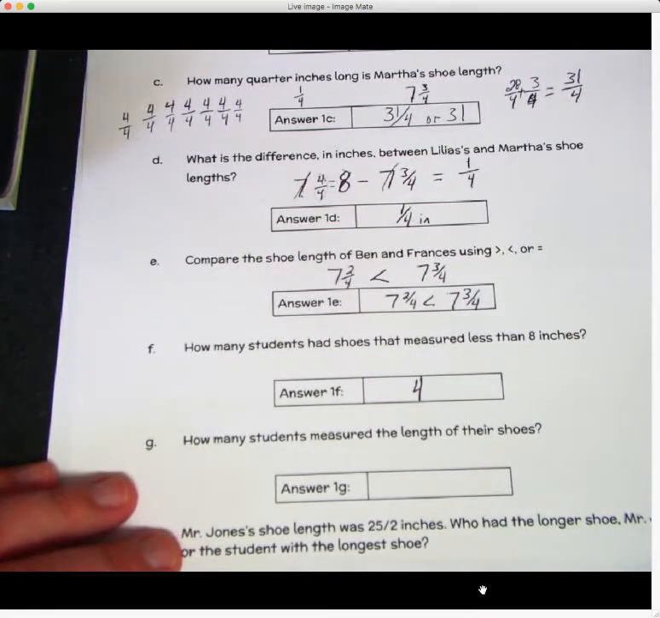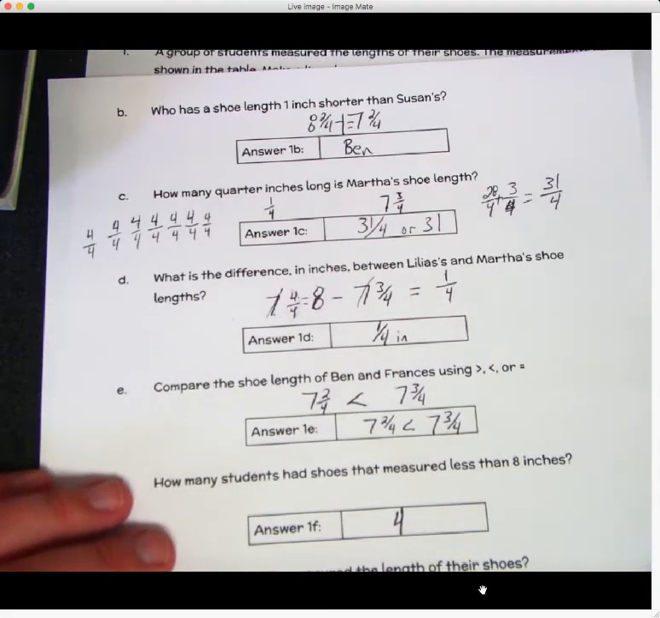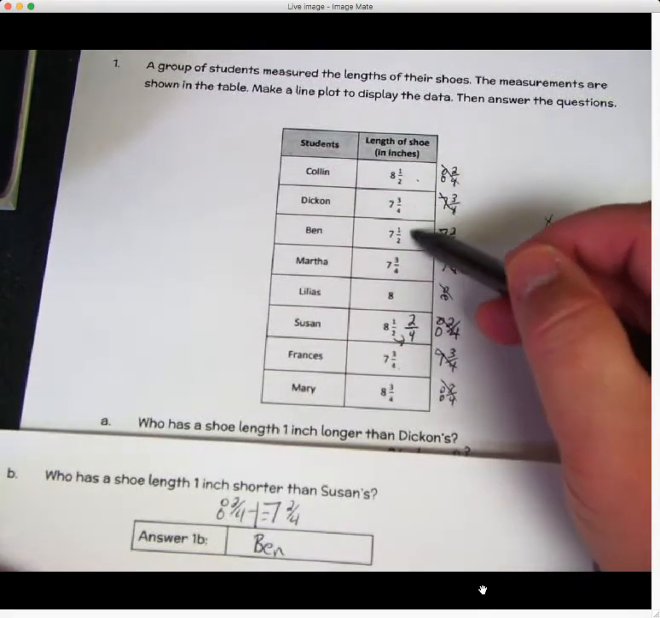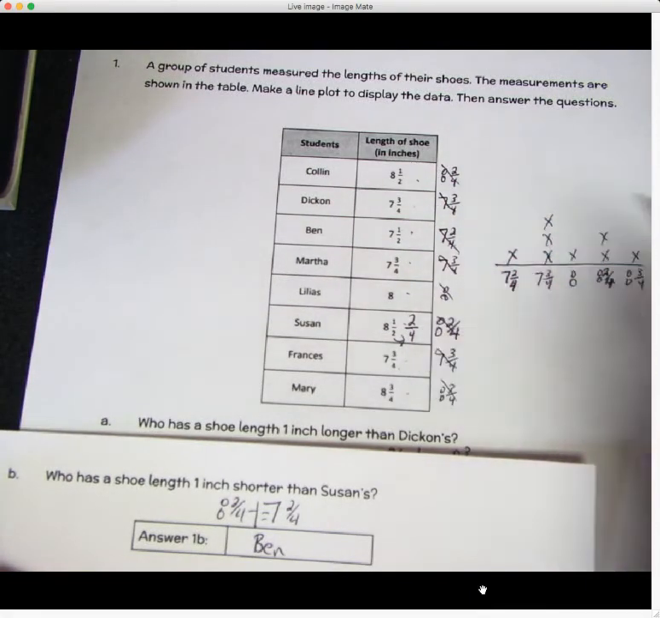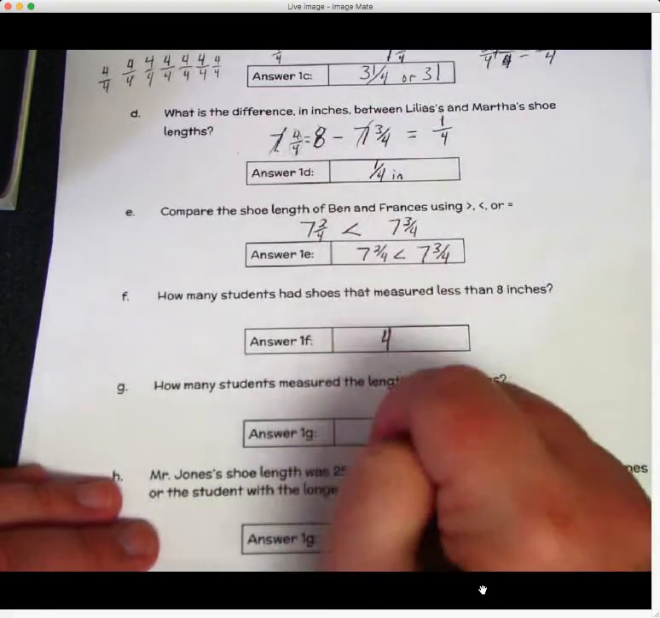How many students measured the length of their shoes? Well, all of them did on our chart, didn't they? Or they wouldn't know how long their shoe is. So we've got to count how many there were. We can just count like this. 1, 2, 3, 4, 5, 6, 7, 8. There were 8 students who measured the length of their shoes.